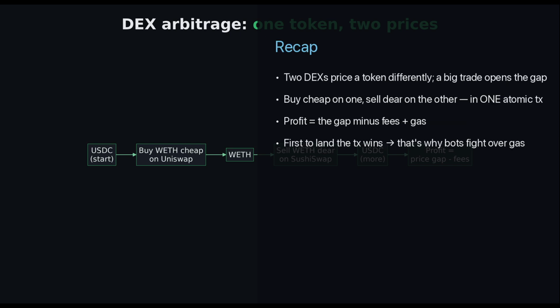Quick recap. Two exchanges price a token differently and a big trade opens the gap. You buy cheap on one, sell dear on the other in a single atomic transaction, and the gap minus fees is your profit. We built it as a real Foundry test and made $1,300 against live mainnet pools. Whoever lands that transaction first wins, which is exactly why bots fight over gas.